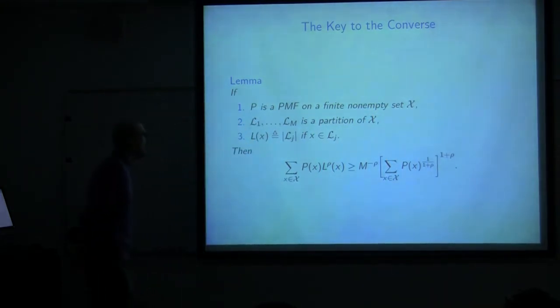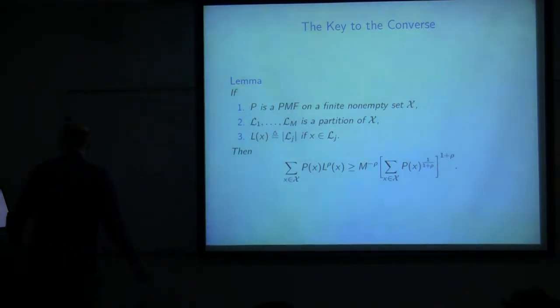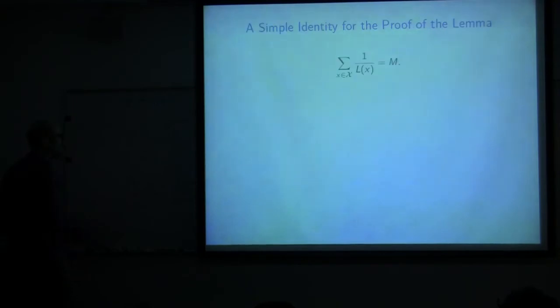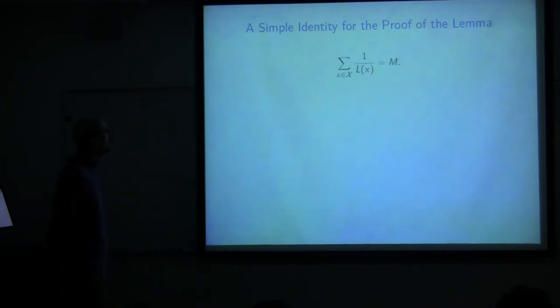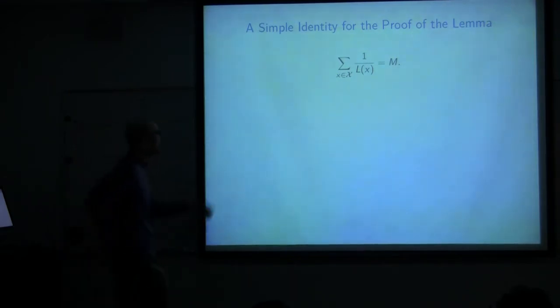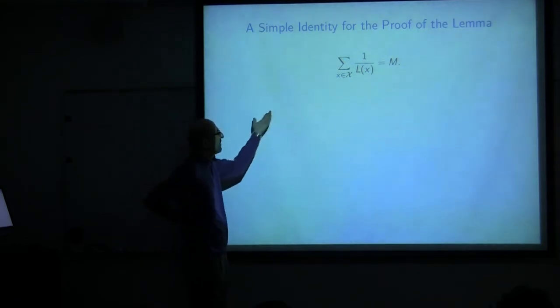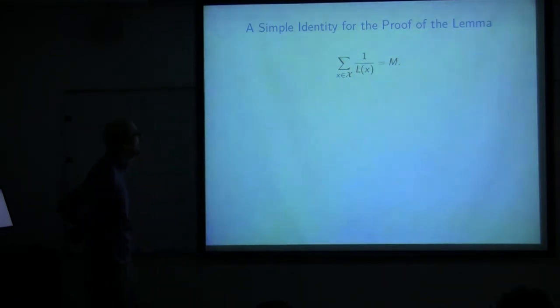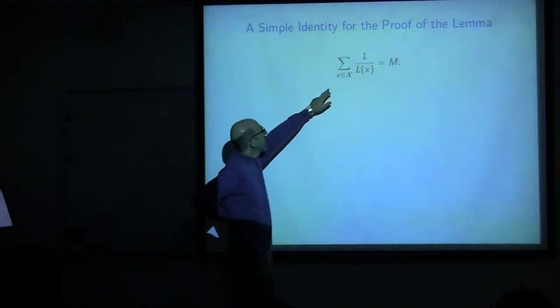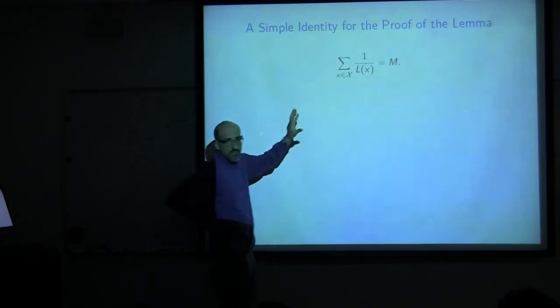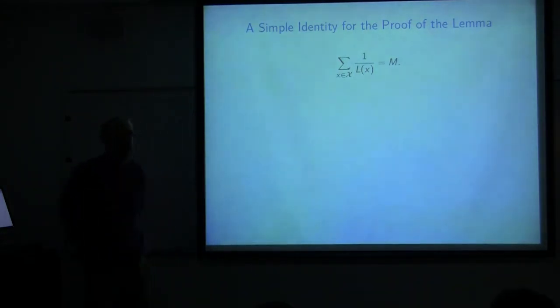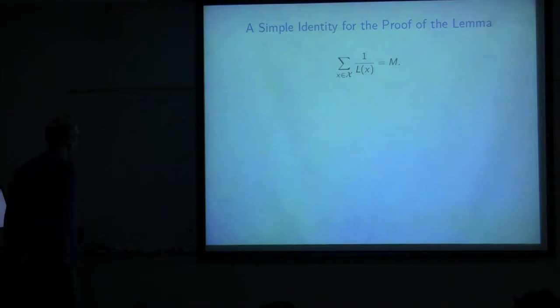This is the lemma. The proof turns out to be fairly simple. I'll just give a one-slide proof of this lemma, just to show you that there's not a whole lot going on here. Before I do that, let me give you a simple identity that is almost obvious. It says that if you sum over all the x's, all the outcomes, 1 over L of x, you actually get exactly n. N is the number of subsets. It looks like magic, but it's actually trivial.